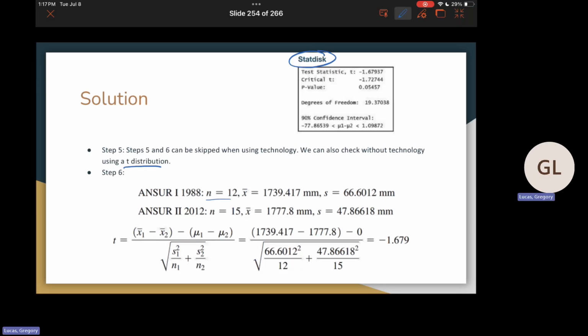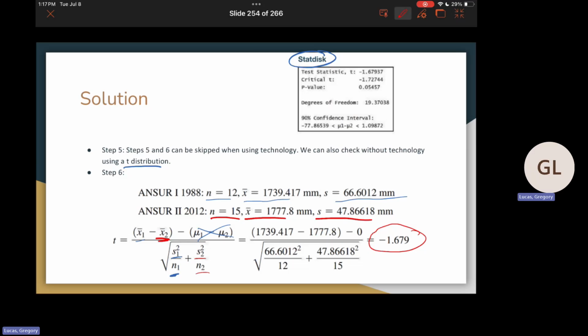Okay. And we have our values. For 1988, n is 12, x bar is 1739, standard deviation is 66.6012. So this is going to be our x bar 1. We're assuming this is 0, and this is our standard deviation 1 and our n1. Right? And then we have n is 15, x bar, and s. This will represent S2, N2, and X2. Okay. So we plug all of those numbers in, and we get our t-value.